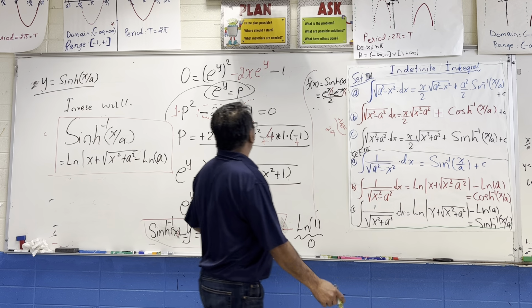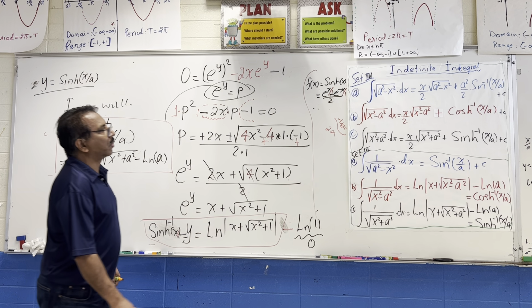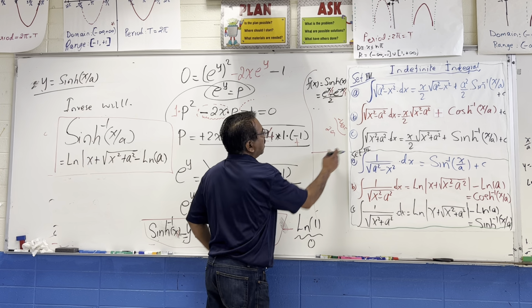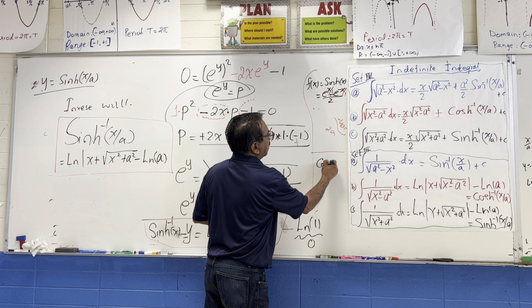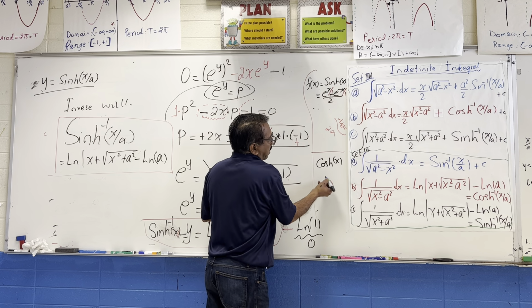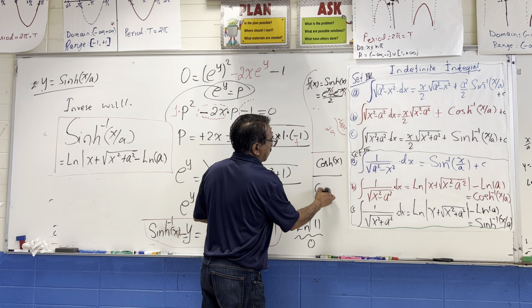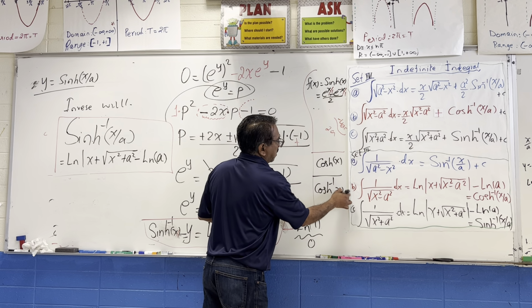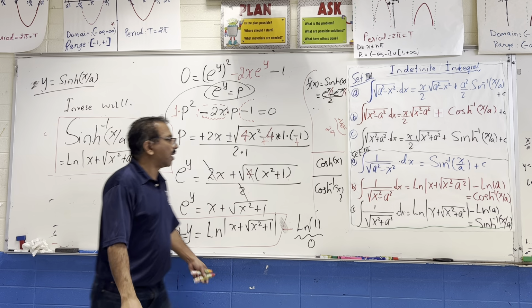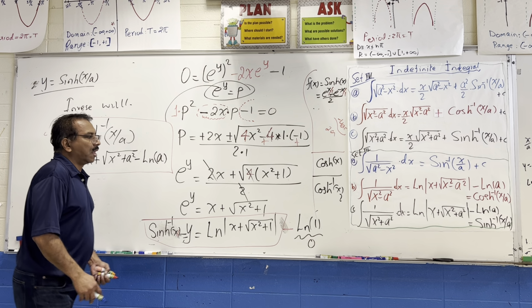So in the next video, I'm going to show what happens if the function is the hyperbolic cosine function of x, then what is the inverse hyperbolic cosine of x? So the next video I will also show this. Let's see. Hope this helps.